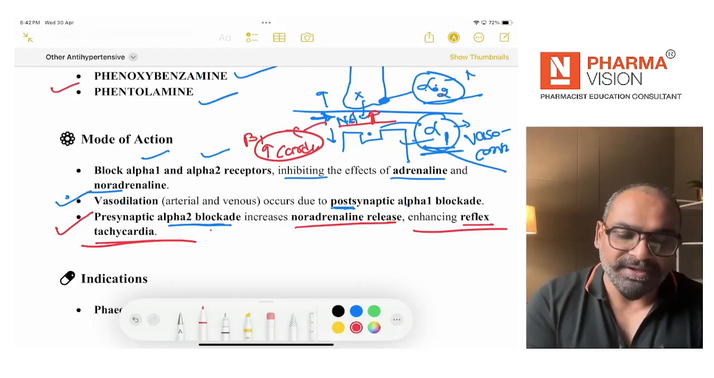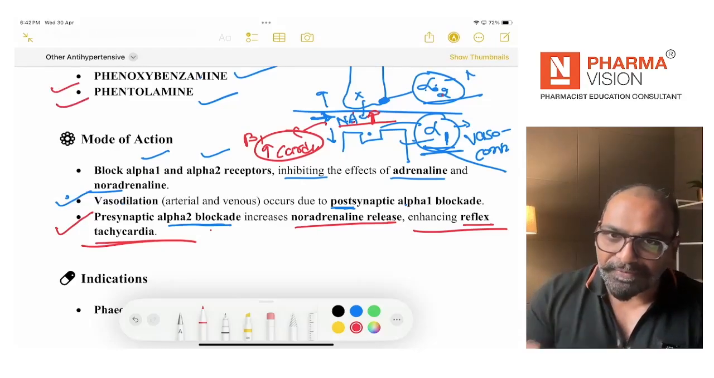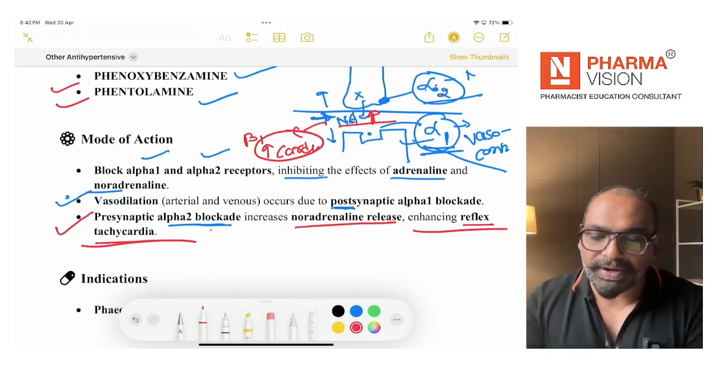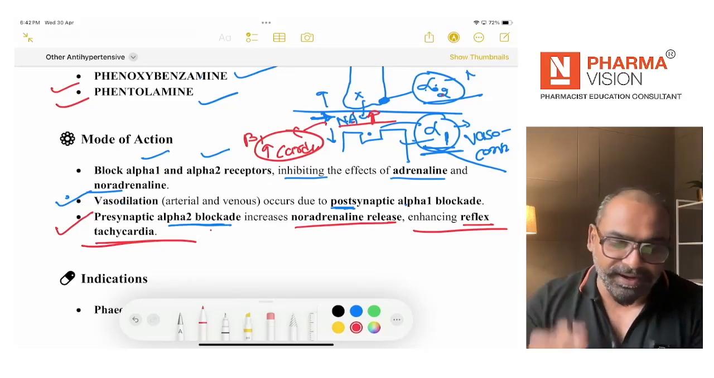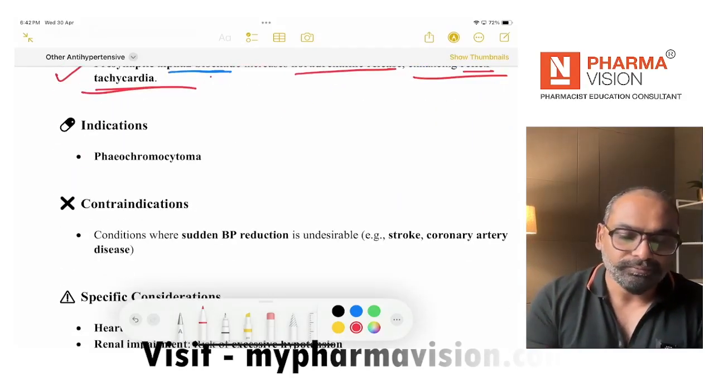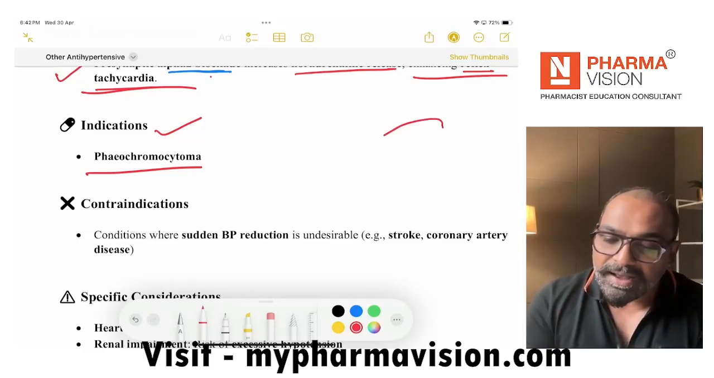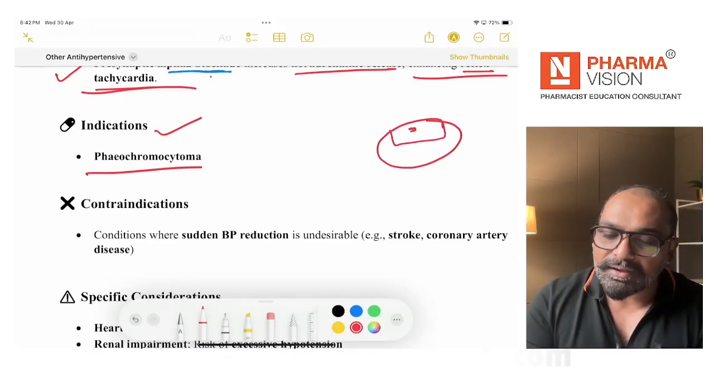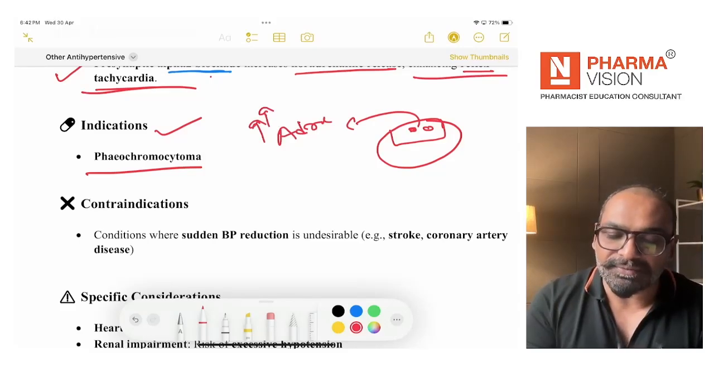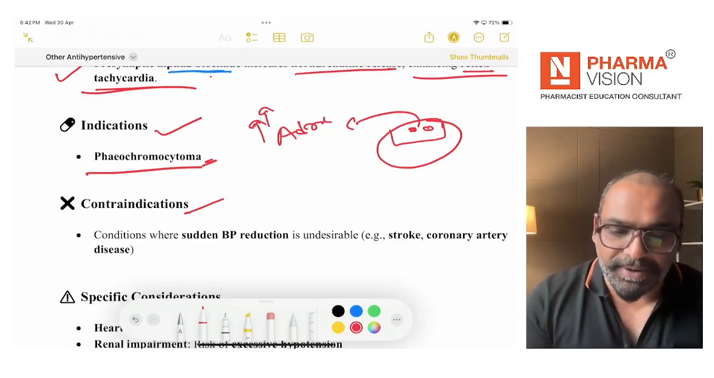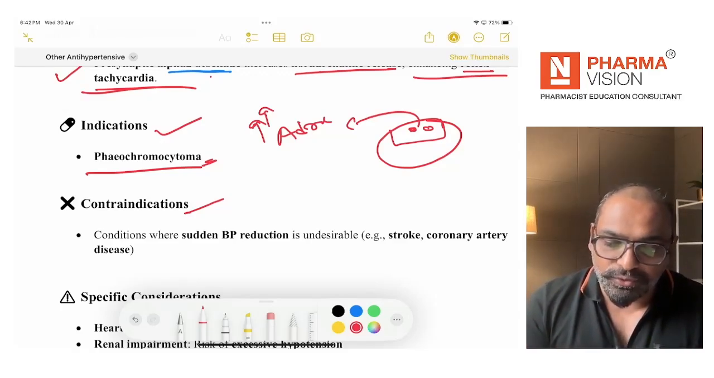Okay, so phenoxybenzamine and phentolamine have two different kinds of action. One is vasodilation and the second is alpha 2 mediated increase in cardiac output and tachycardia. Perfect. Indication: this medication is used for pheochromocytoma. What is pheochromocytoma? That is an adrenal gland tumor where catecholamine, like adrenaline, release is significantly increased because of this cancer. Contraindication: when we give this medication it significantly reduces the blood pressure.